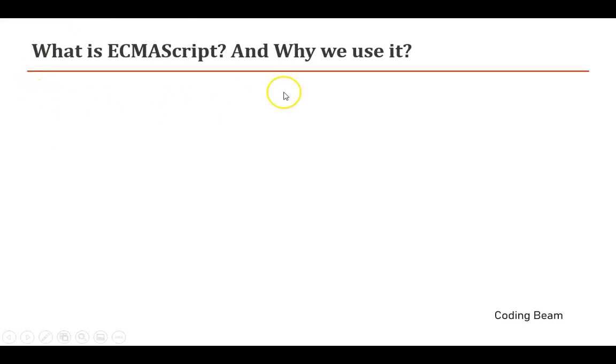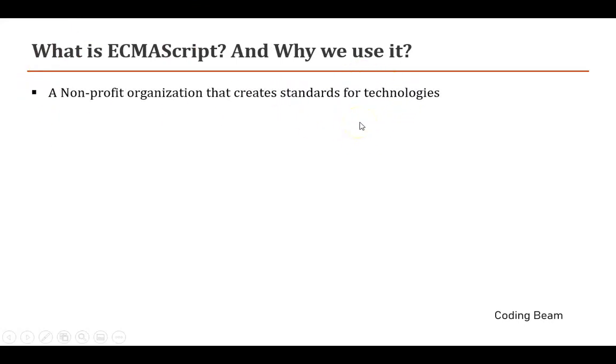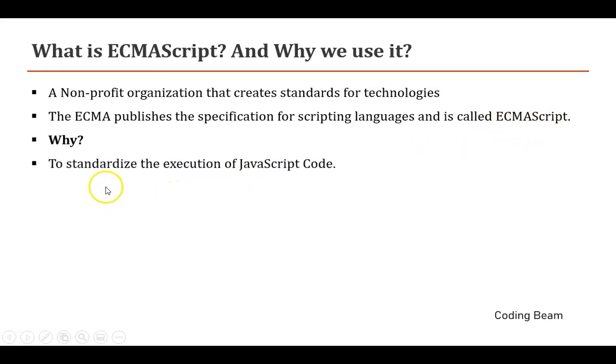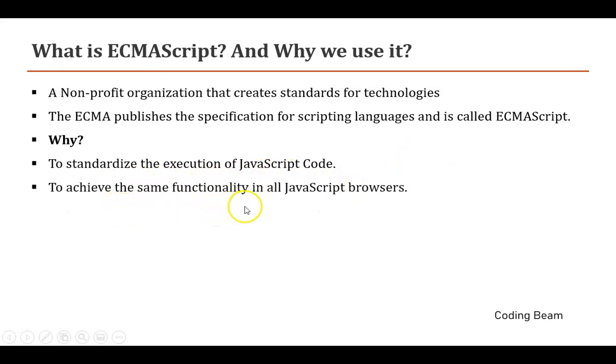And what is ECMAScript and why do we use it? ECMA is a non-profit organization that creates the standards for technologies, and ECMA publishes the specification for the scripting languages, which is called ECMAScript. But why do we need that? To standardize the execution of the JavaScript code and to achieve the same functionality on all JavaScript browsers.